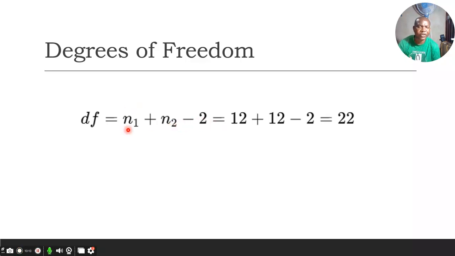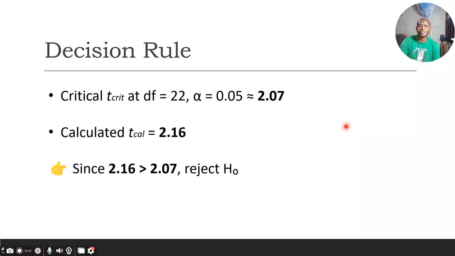So the sample size for the first group plus the sample size for the second group minus 2 gives us what? It gives us 22. Now we need this information to establish what? Our t critical, because essentially we'll be comparing our t calculated with the t critical to make our final decision.